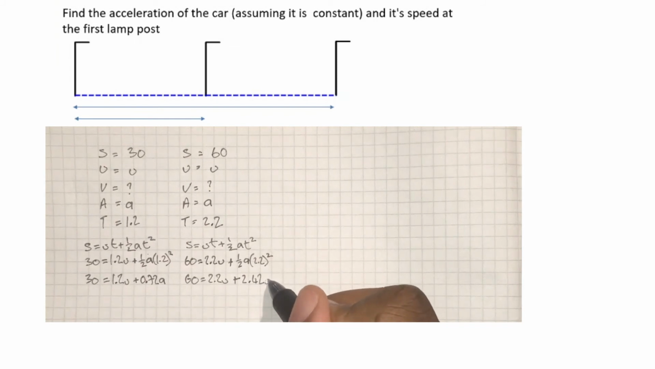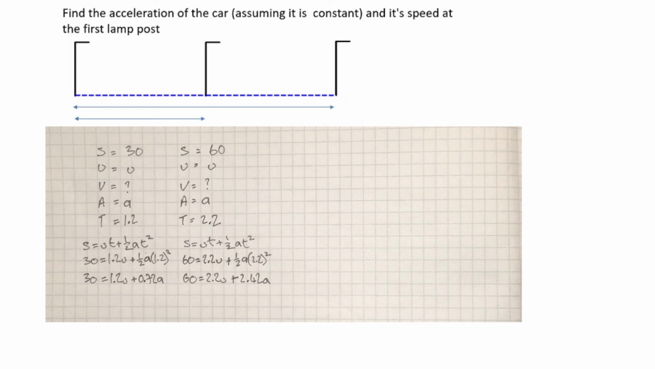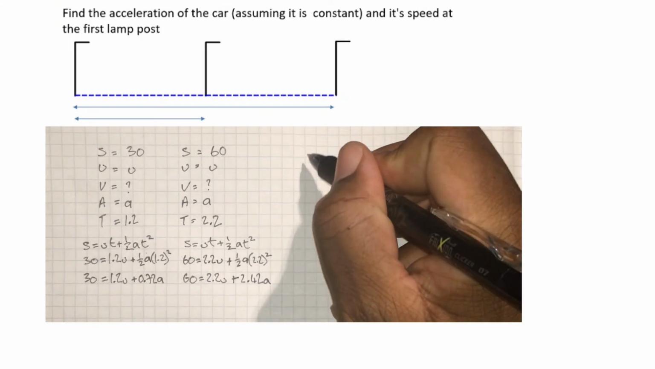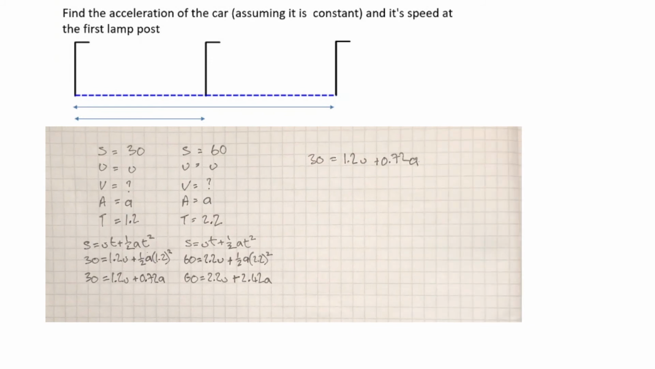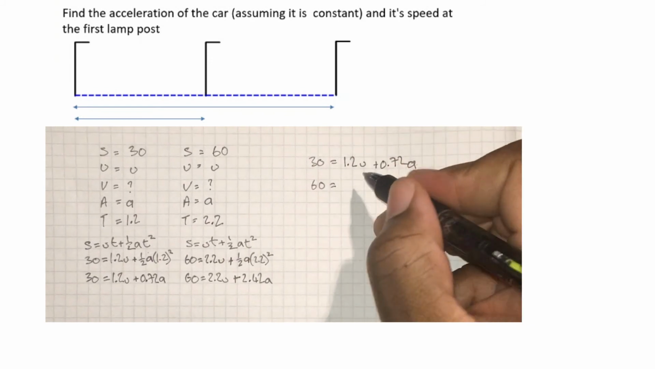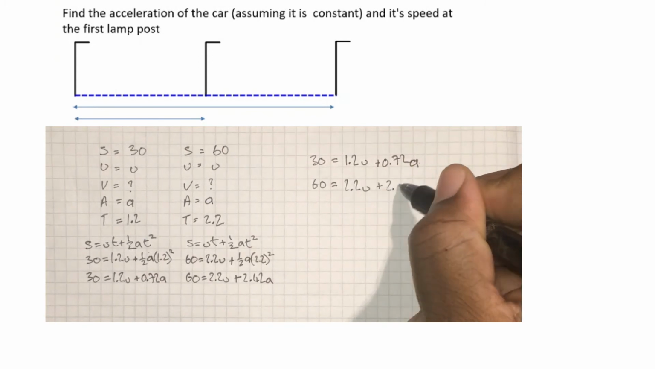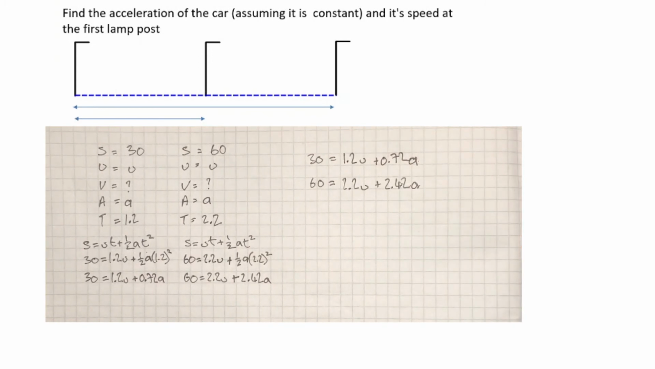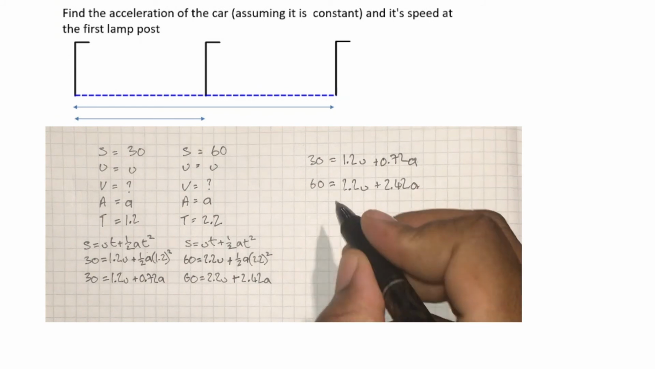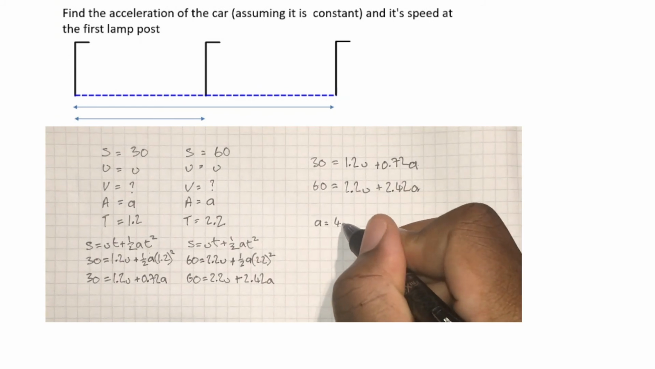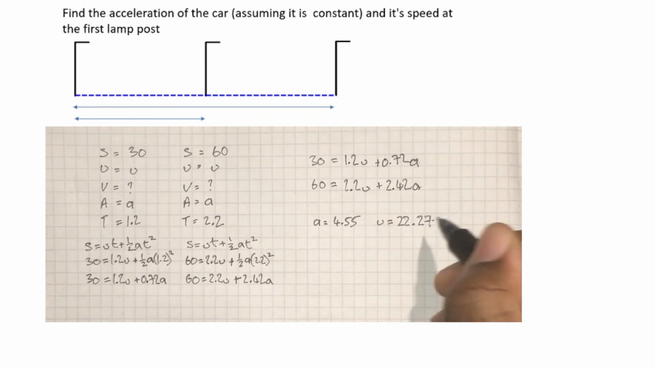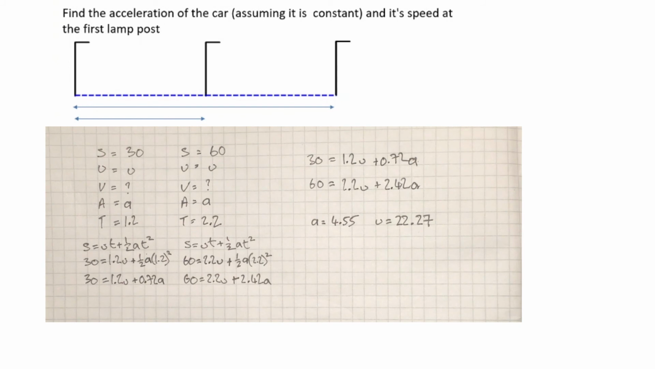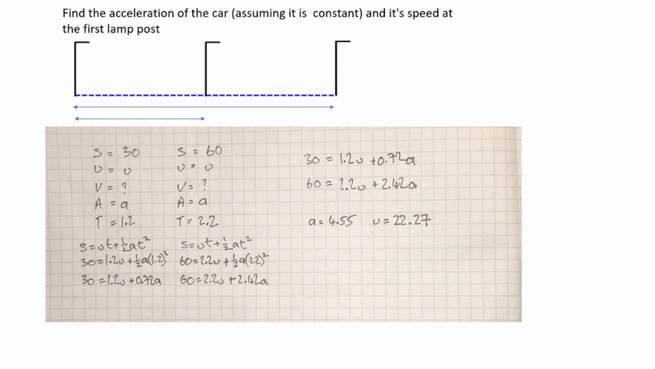Now, there's lots of techniques that you can use. You can try to eliminate, you can rearrange and substitute. Whichever techniques you're comfortable with, go ahead and use. Some of you have the simultaneous equation solver on your calculator, and that might even be what you do here. Either way, solving these simultaneous equations, you get solutions a equals 4.55 and u equals 22.27. The initial velocity at the first lamppost was 22.27, and the acceleration all the way through the journey was 4.55.